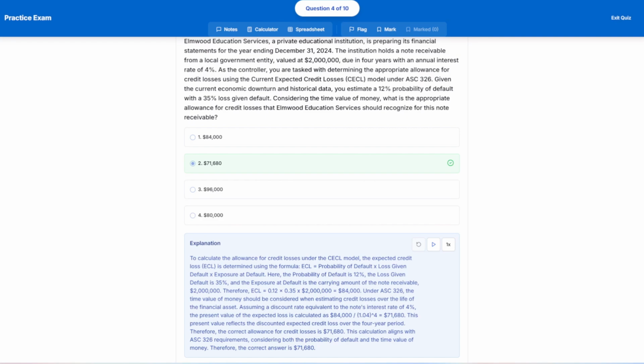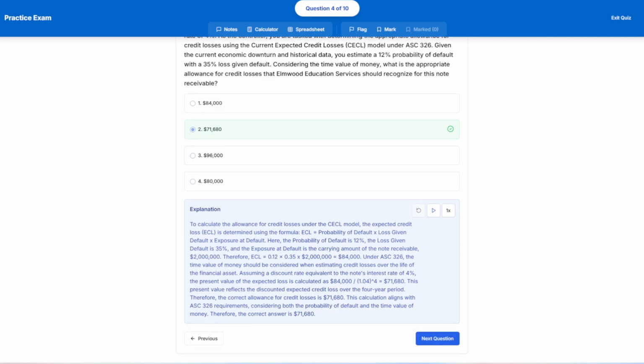For the CPA exam, remember that when you see references to the CECL model, always consider the time value of money as part of your calculation. It's like accounting's way of reminding us that money today isn't quite the same as money tomorrow, even if we accountants wish it were that simple.